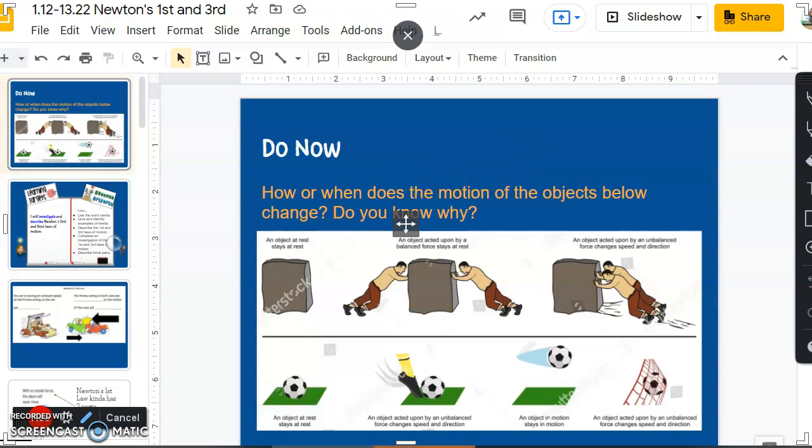So the do now is: how or why does the motion of an object change? And do you know why? Look at these pictures and try to tell me how or when the motion of the object, the movement, changes and why.